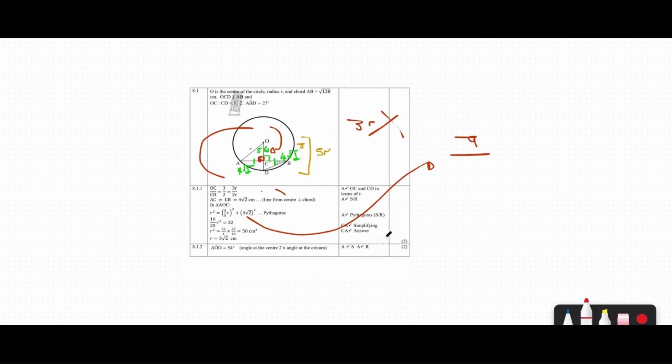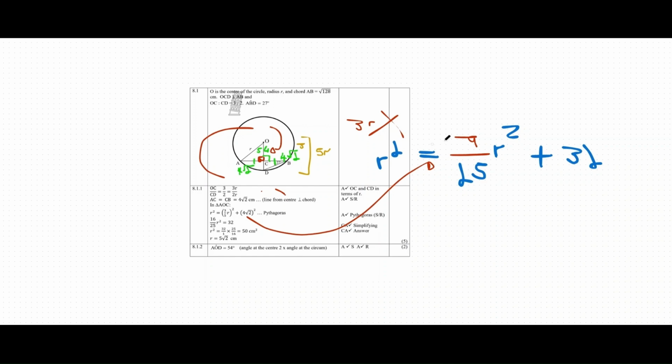R squared equals... be very careful, guys. Take 3 to the power of 2. What's 3 to the power of 2? Don't just say 3 over 5 R squared. That's wrong. 3 to the power of 2 is 9, and then 5 to the power of 2 is 25, right? So you just need to take both numbers to the power of 2. And then R to the power of 2 is R squared. Plus, what is 4 multiplied by the square root of 2 to the power of 2? It's 32. Then we still have R squared.